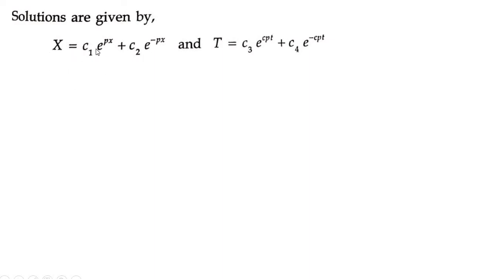So your capital X is equal to c1 dash into e to the power px plus c2 dash into e to the power minus px, and capital T is equal to c3 dash into e to the power cpt plus c4 dash into e to the power minus cpt. So what you have to do here is just replace m1 and m2 by plus p and minus p. Here you have to replace m1 and m2 by plus cp and minus cp.